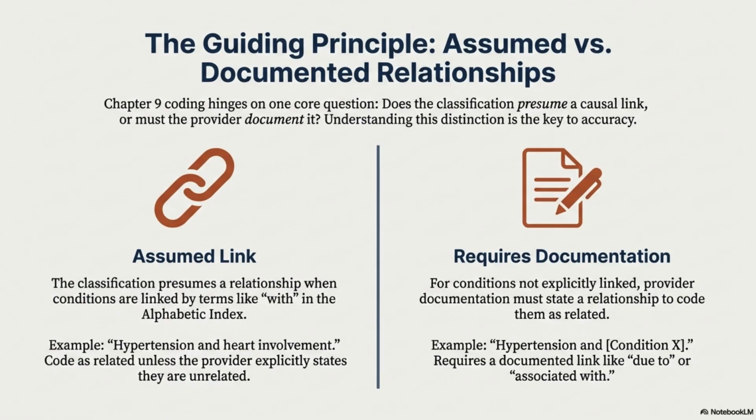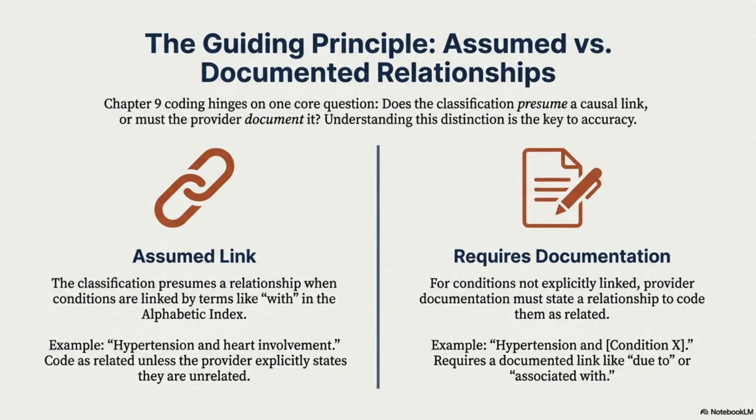Chapter 9 really revolves around one big question. Does ICD-10-CM assume these conditions are related, or does the provider have to document the link? Once you understand that distinction, everything else in this chapter becomes much easier. When the alphabetic index uses the word "with," ICD-10-CM presumes a causal relationship. Example: hypertension with heart involvement. Unless the provider says they're unrelated, you code them as related.